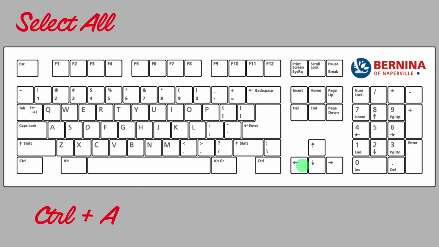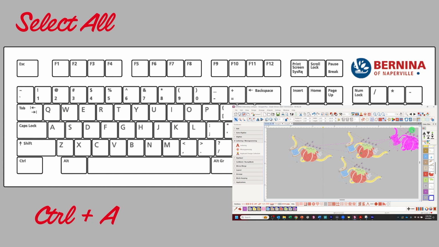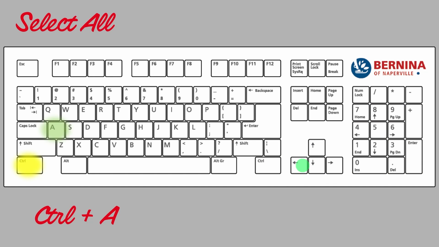Select all is something we use a lot. So if there's nothing selected, but we want everything in the hoop to be selected, then we're going to hold down Control and press A. Control A.